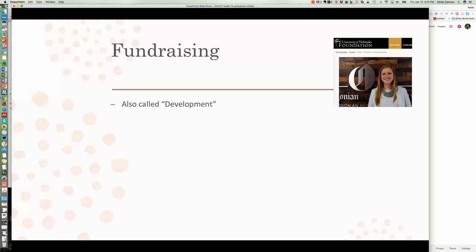Fundraising is also often called development. So if you ever see a job that talks about director of development or something like that, what they're talking about is fundraising. Essentially, you're interested in increasing contributions, both of groups and of people, to a charity. It doesn't necessarily always have to be a charity, right? The University of Nebraska Foundation, I guess it might be considered a charity. Not entirely sure about that. But again, fundamentally, this is about building relationships.